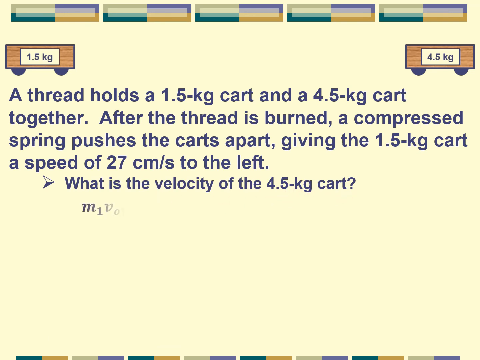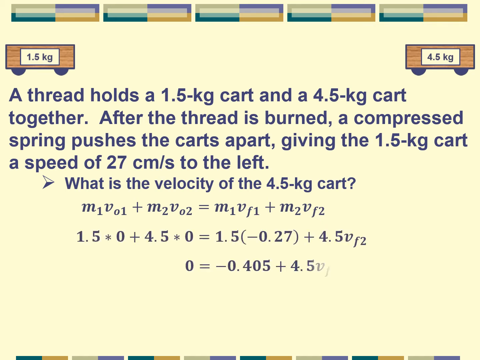All right, so we're going to use our conservation of momentum equation. That's mass 1 times initial velocity 1 plus mass 2 times initial velocity 2 equals mass 1 times final velocity 1 plus mass 2 times final velocity 2. Well, first of all, both of them are not moving initially, so the total initial momentum is going to be 0, because 1.5 times 0 plus 4.5 times 0 gives me a total initial of 0.